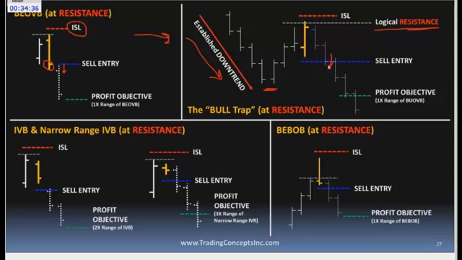So I call it the bear trap, or I call it the bull trap. It doesn't really matter what you call it. It's a bullish engulfing pattern in a logical resistance area in an established downtrend. So as the market penetrates down through the low, that's when you go short, and your initial stop loss is placed above the high.